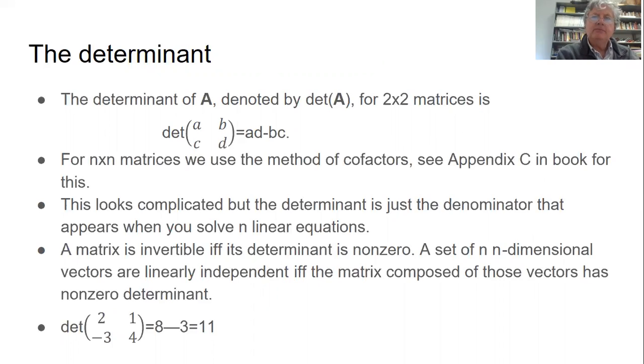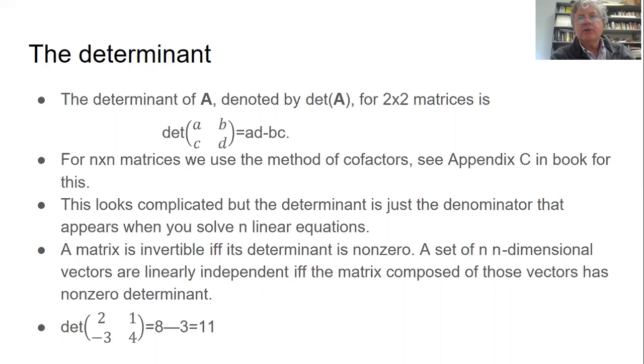Now for matrices bigger than 2 by 2, you use the method of cofactors. I'm not going to go into that here. We might do an example later on. Look at Appendix C in the book. I've also made a copy of that and put it on Blackboard. If we do anything bigger than 2 by 2, they're going to be sparse matrices with lots of zeros, so figuring out the determinant is actually going to be okay.